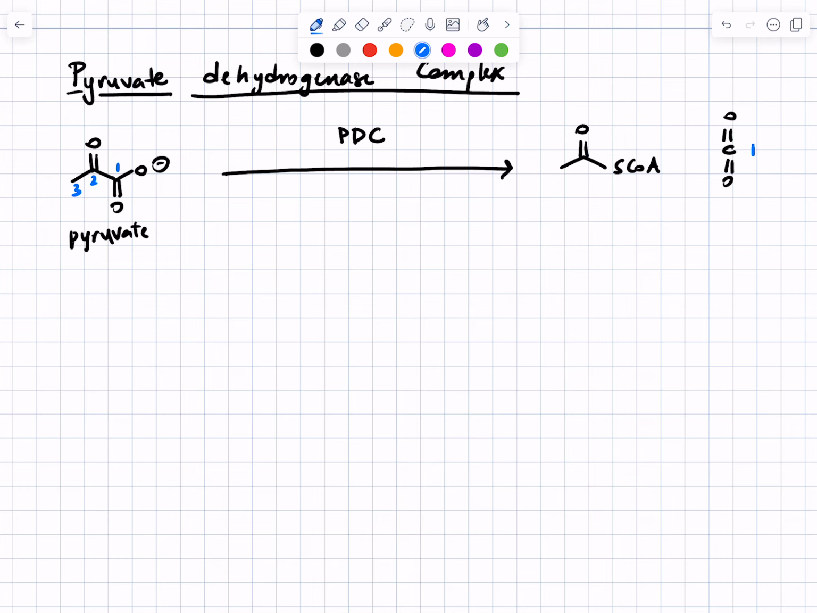Carbon 1 ends up here, and carbons 2 and 3 end up there with acetyl-CoA. Of course, if we wanted this to work, we're going to need to bring in the coenzyme A thiol, which I'll show with that little arrow, and that becomes acetyl-CoA. Along the way, we're going to generate a molecule of NADH. So we're going to start with NAD plus in, and we're going to get a molecule of NADH out.